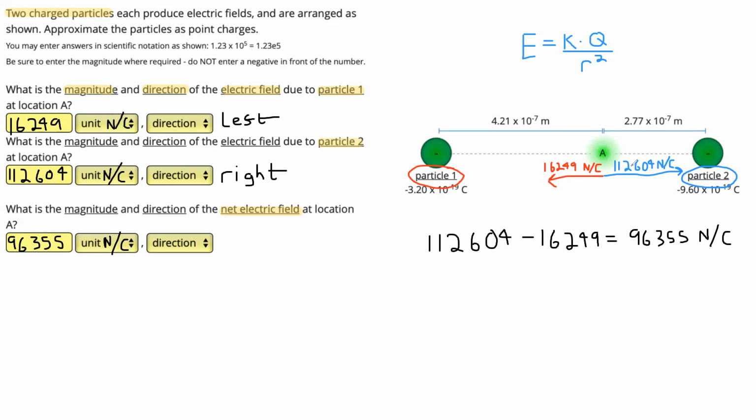And the direction will be the direction of the bigger value, which was the one pointing towards the right. So our overall direction is to the right here. If our electric fields had been pointing in the same direction instead, then we would have added those values to get our net electric field.